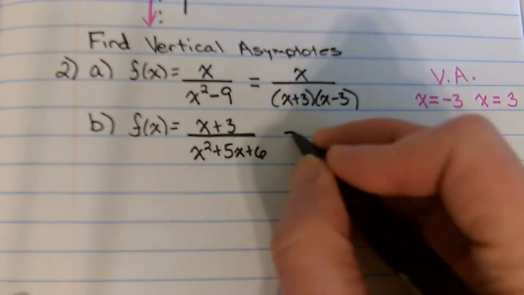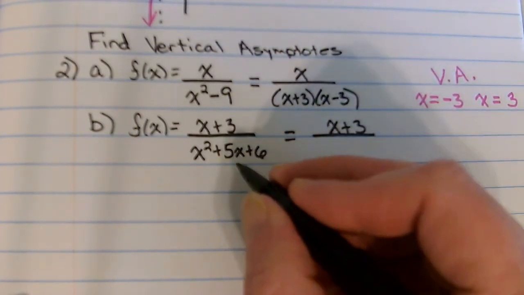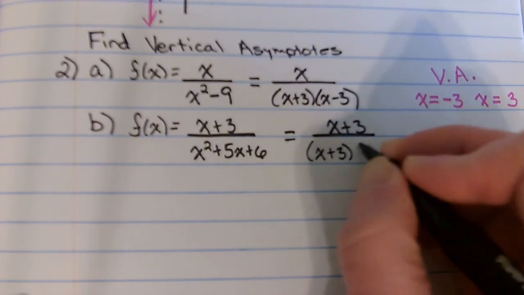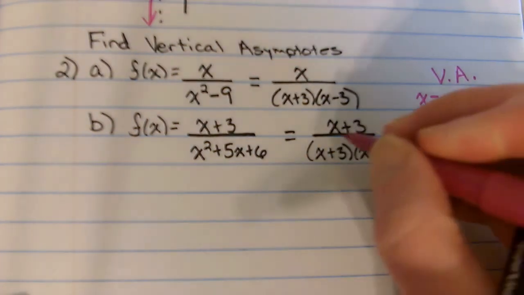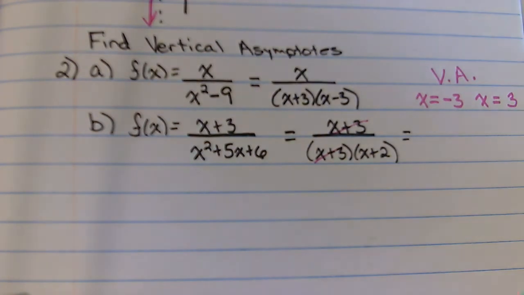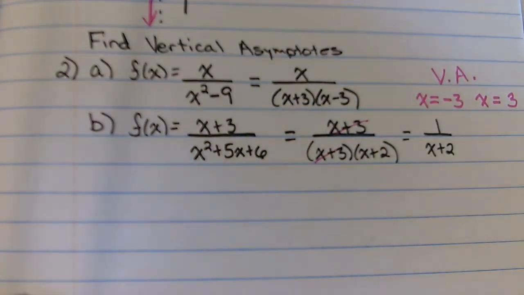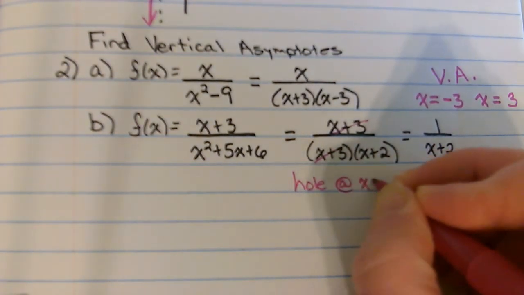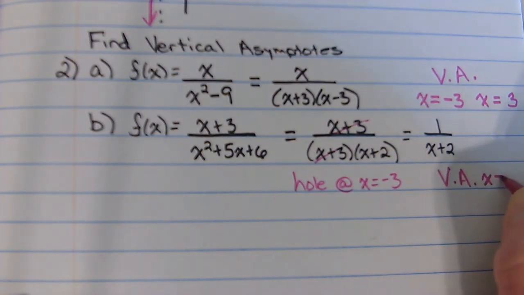So this one, to factor that denominator, it's got to multiply to be 6 but add to be 5. So that's x plus 3, x plus 2. So we do have some dividing out here. And I'm left with 1 over x plus 2. So this means there's a hole at x equals -3 and a vertical asymptote at x equals -2.